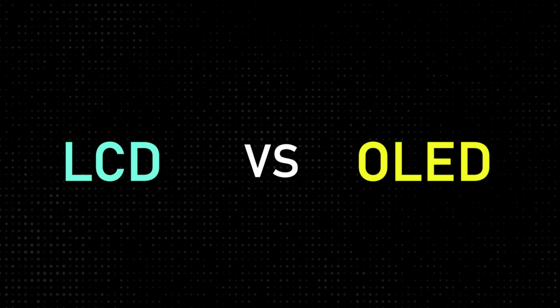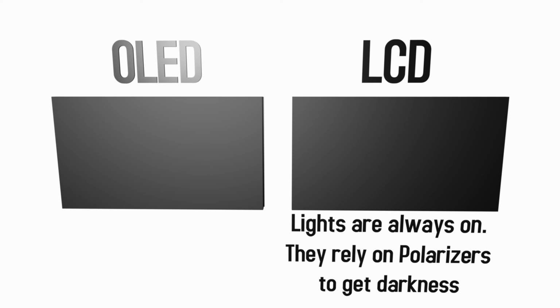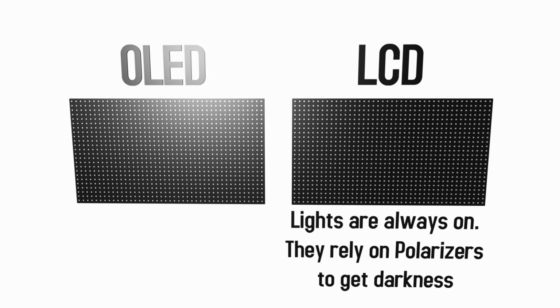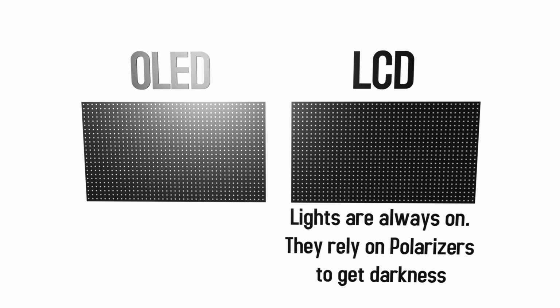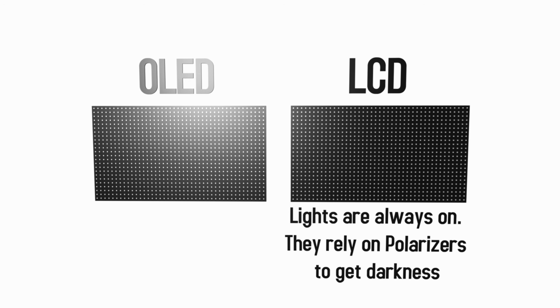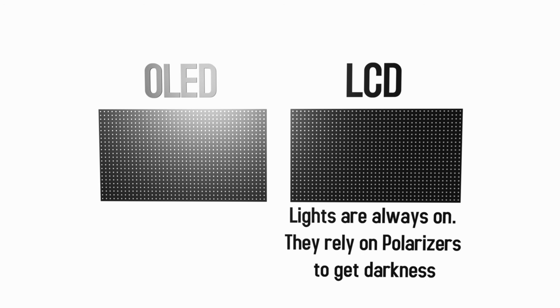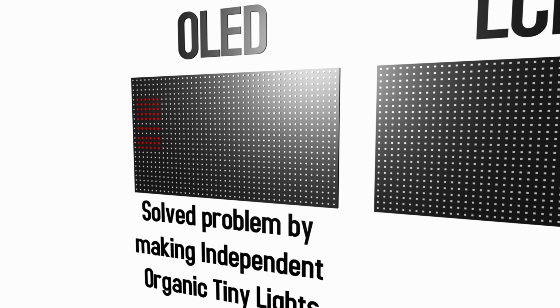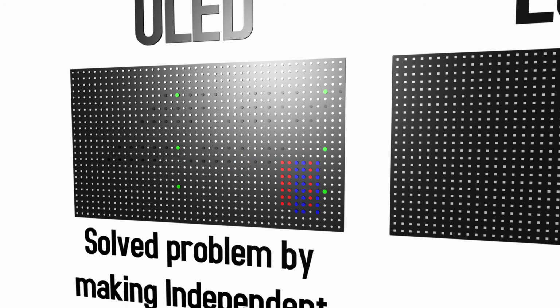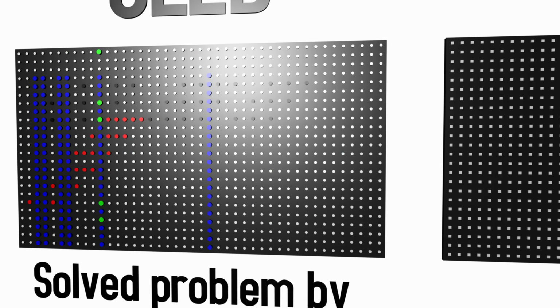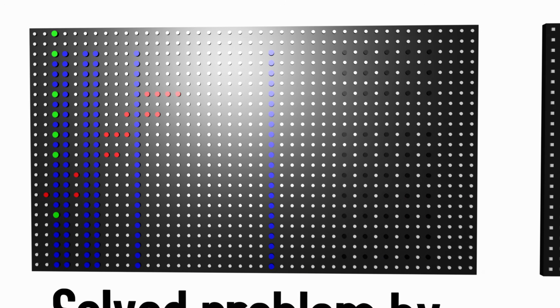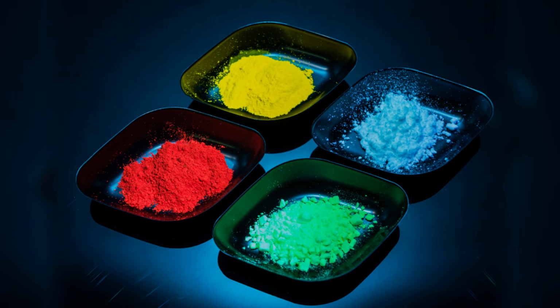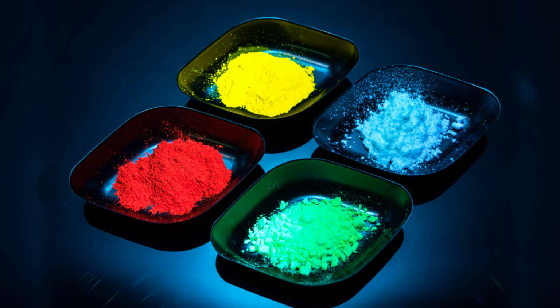LCD monitors and TVs are great, but how do they compare to OLEDs? Now, OLED TVs work a bit differently from LCDs. LCD panels rely on the backlight that is always on because it's nearly impossible to mass-produce LEDs the size of a single pixel. But OLED panels found their way around this problem. They don't even use LEDs, but instead they use tiny organic materials that glow and can turn on and off when powered at a sub-pixel level.